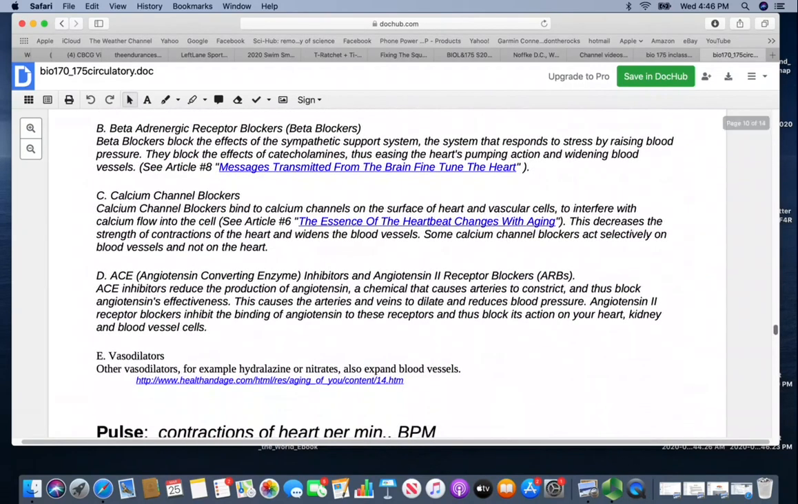The ACE inhibitors and angiotensin II receptor blockers. ACE inhibitors are going to reduce the production of angiotensin, so the arteries are not able to constrict. This will allow arteries and veins to dilate and reduce blood pressure. The angiotensin II receptor blockers are going to bind angiotensin to these receptors and block its action on the heart, kidney, and blood vessels. And then we have other vasodilators that can expand blood vessels as well.